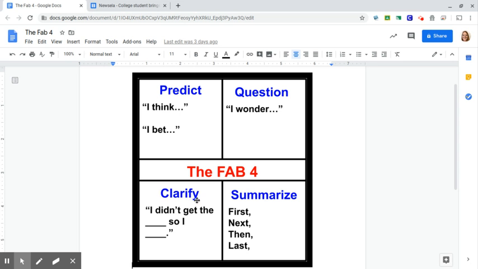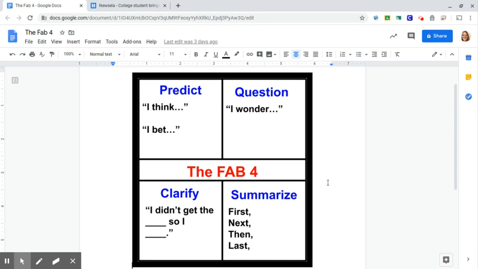The next box is clarify. This is where we get the answer to those questions. I didn't get this word, so I looked at the picture and figured it out. I didn't get what was going on, so I reread the section and paid close attention to the details. And our last box is summarize. Summarize happens at the end of a story, and you tell what happened first, next, then, or last.